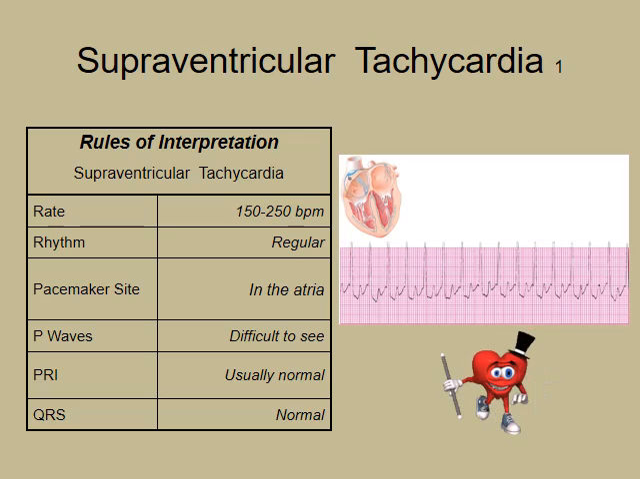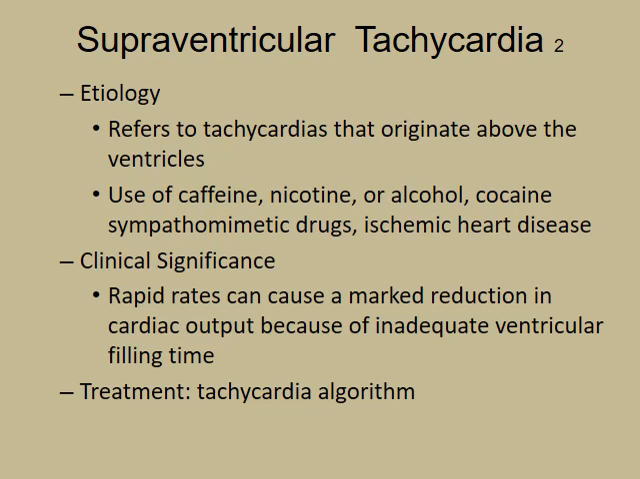PR interval, if you slow this printed out, copied down, you can see them and they're normal, 0.12 to 0.20, and the QRS complex is less than 3 little boxes, or 0.12. Causes: caffeine, nicotine, alcohol, some cocaine. So the heart is beating too fast. The heart is beating too fast to fill up correctly.